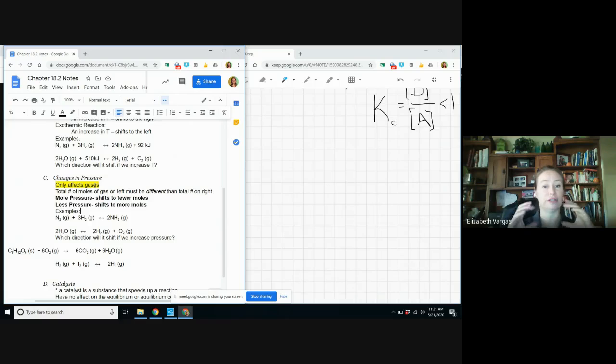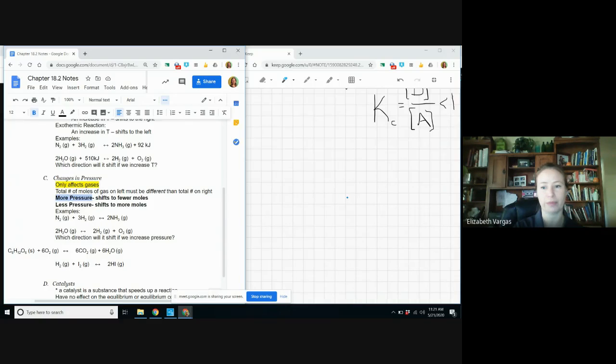If you put just a little bit of pressure on a gas, you can take those molecules that are really far apart and you can move them a lot closer together. So pressure affects gases only. And this is also really important. The total number of moles of gas on the left has to be different than the total number on the right-hand side. So we'll see an example that explains that in a second. If you have more pressure, okay, so picture our little gases.